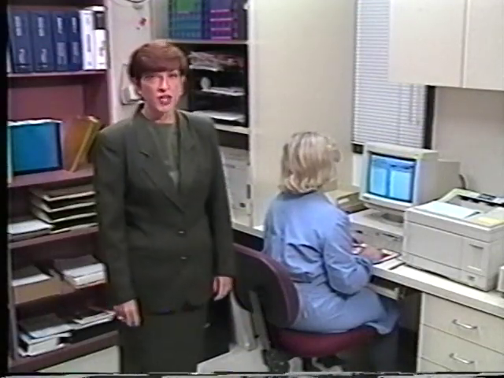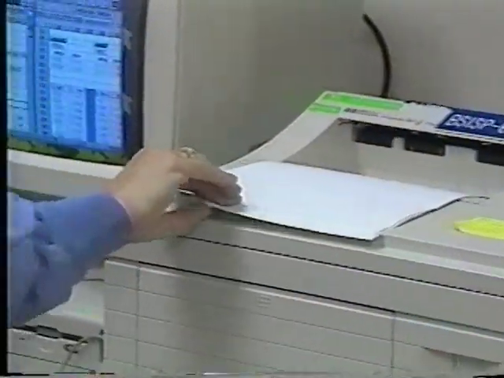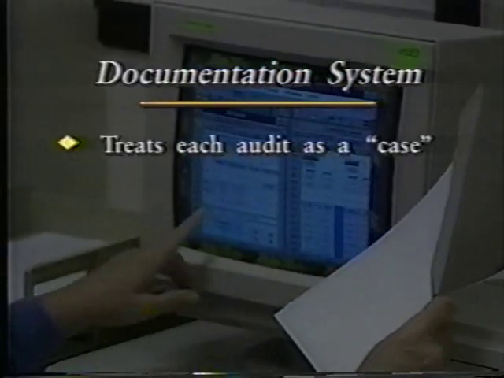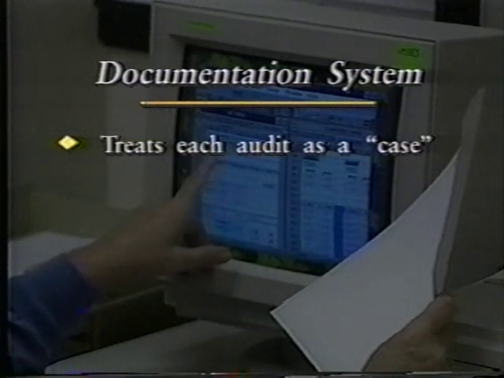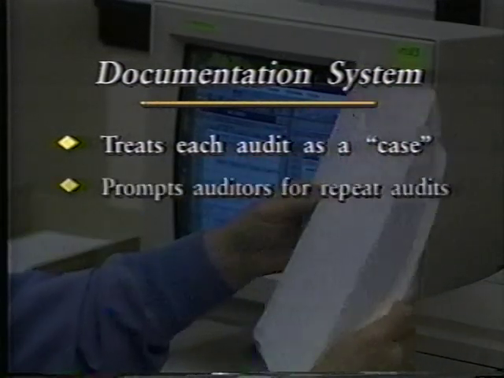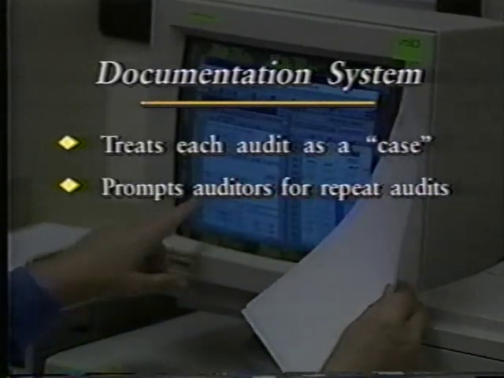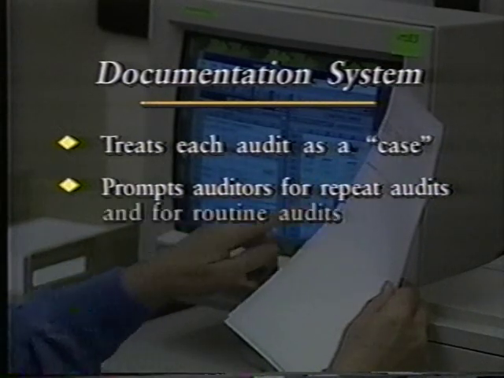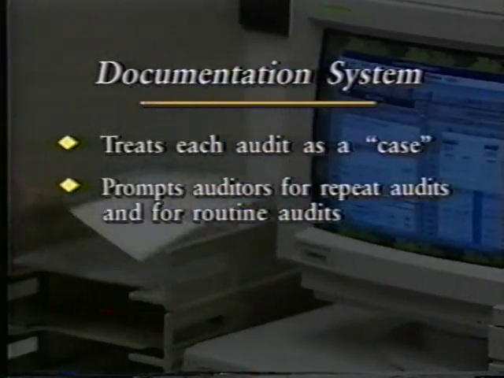It is imperative that the audit program have a documentation system that tracks the progress of each audit on a case-by-case basis. This will help ensure that follow-up actions are not overlooked. An appropriately designed automated system can be invaluable in this effort. Such a system would treat each audit as a separate case that would remain open until all follow-up actions are satisfactorily completed. The system would prompt the audit team on schedules for repeat audits or other follow-up actions required for open cases. The system would also prompt the user for routine audit schedules.